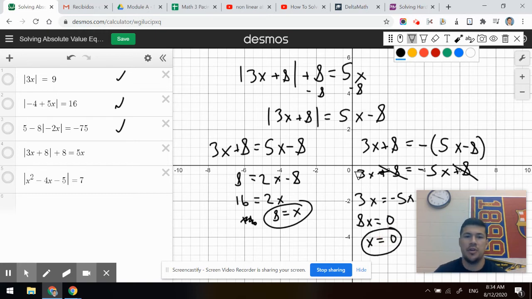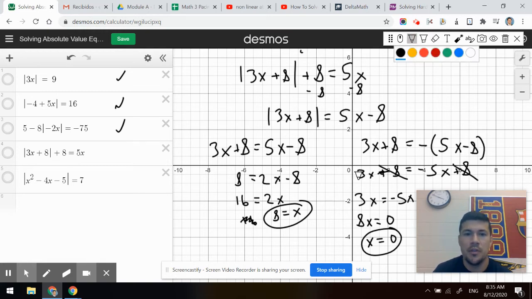All right, once again, I'm going to try to substitute both of these to see if they work out. So let's check the first one. x equals 8. 3 times 8, 24. 24 plus 8 is 32. Absolute value of 32 is 32. 32 plus 8, 40. And then substitute 8 on the right side. 5 times 8, 40 again. Works out.